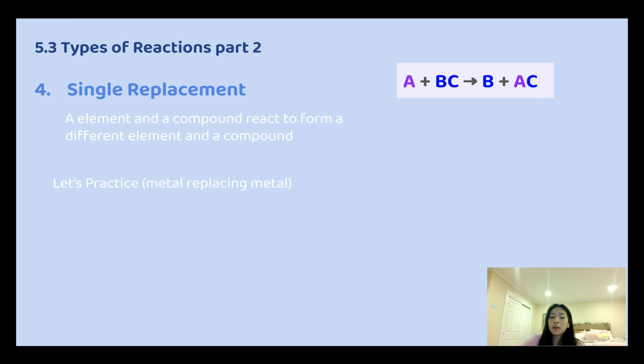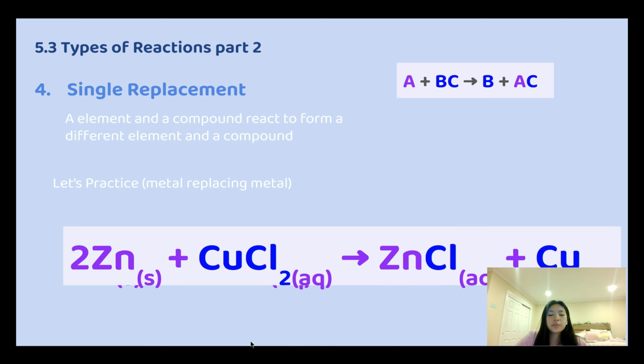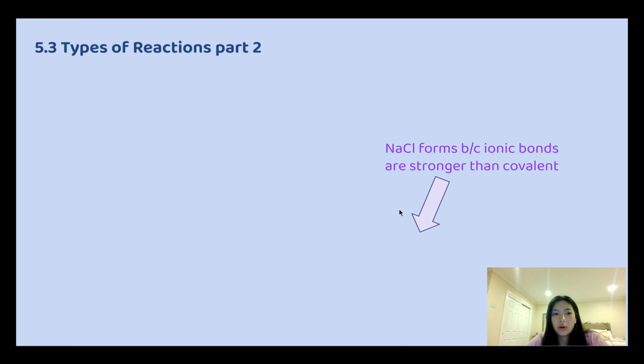Okay, so in our first example, we're going to be looking at a metal replacing a metal. So let's identify the metal. Zinc is the metal. In the compound, the metal is always going to be the first element, because according to nomenclature, the metal goes first, right? So this is copper. Let's predict the products. Since zinc is going to be displacing copper, we're going to form zinc chloride. Okay, so ignore this for now.